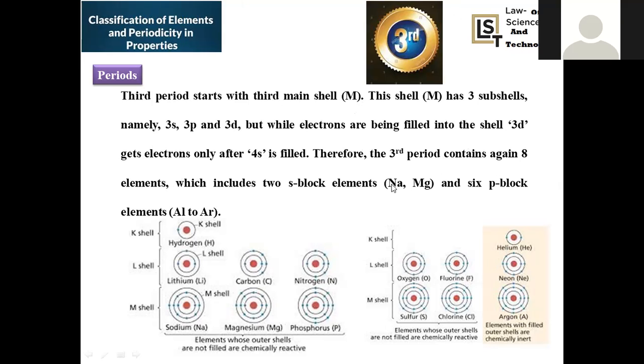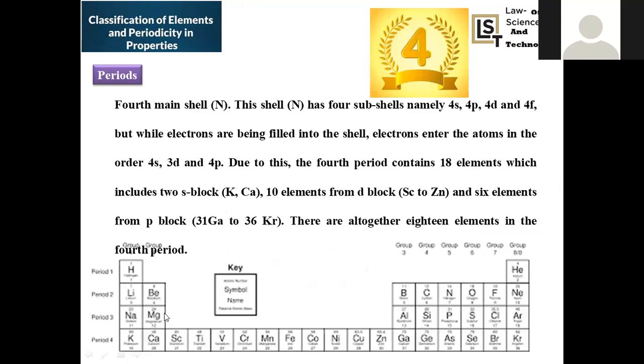Elements from sodium, magnesium, and 6 p block elements will be there. Aluminium to argon. So aluminium to argon, all these elements will reside in this M shell, right? So here sodium, magnesium, followed by aluminium to argon. These are the elements present in this period number 3, right? So this is designated as M shell, the main shell.